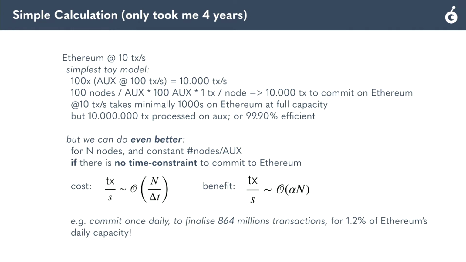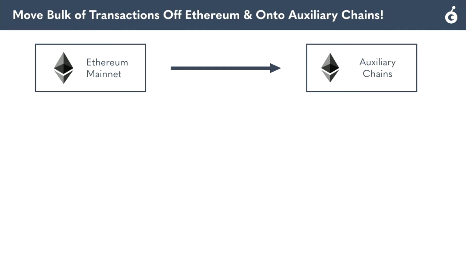But we can do a lot better, because, as I said, your benefit will scale linearly with the number of nodes, but also your costs will scale, unless you can actually not require that you need to commit back to Ethereum. And so, as an example, if you would only commit back once a day, you have 800 million transactions finalized, and you're only using 1.2% of Ethereum, and so on. The less frequent you have to go back to Ethereum, the better for the system.